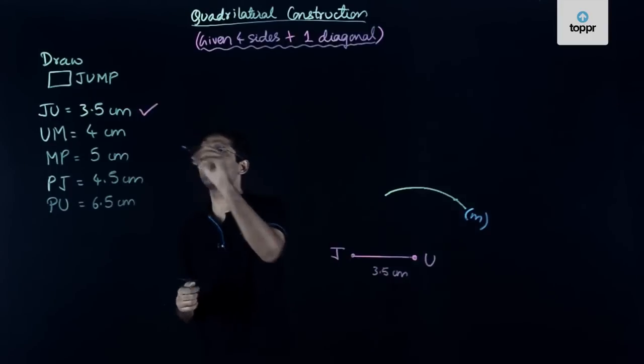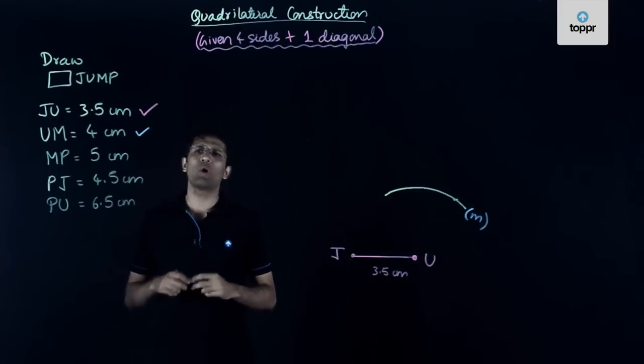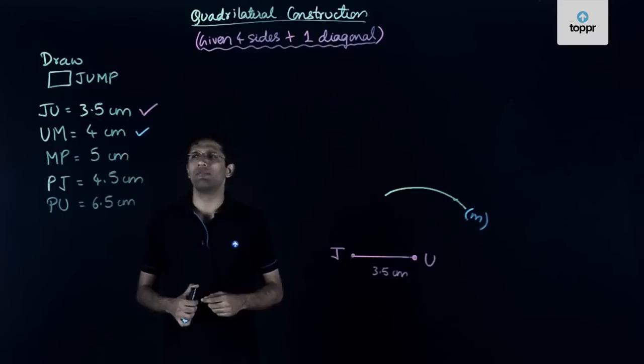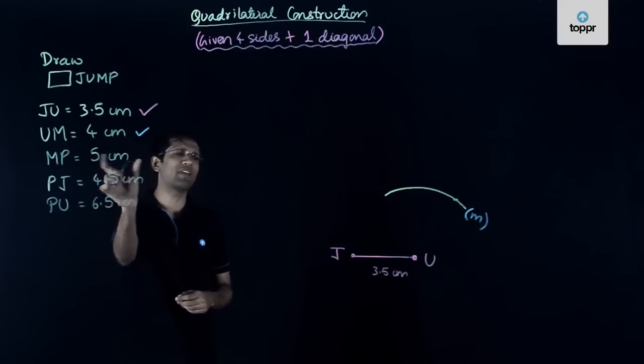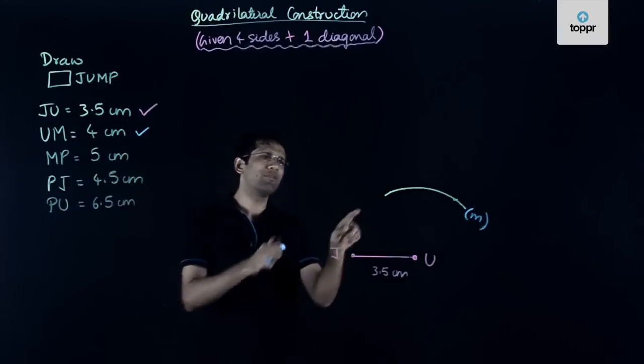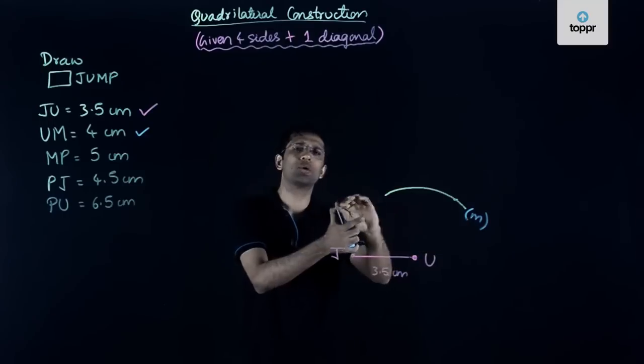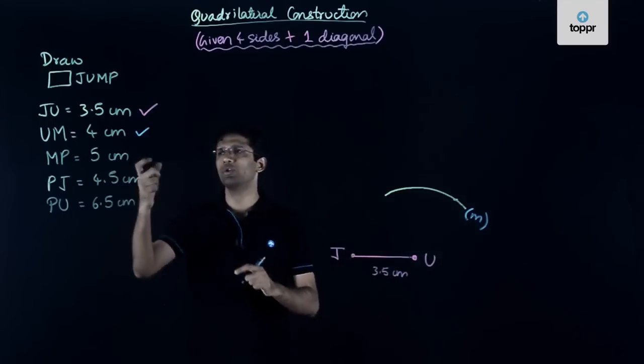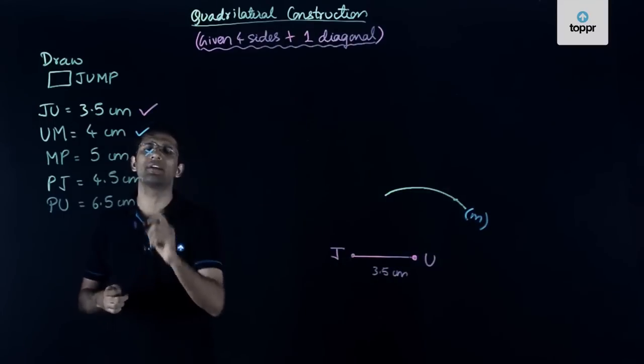Now we've also used this information. Let's look at what else is given to us. Well, we have been given that MP is equal to 5 centimeters, but we do not have the position of point M. We just know that it lies on this arc. So we will use this piece of information a little later.